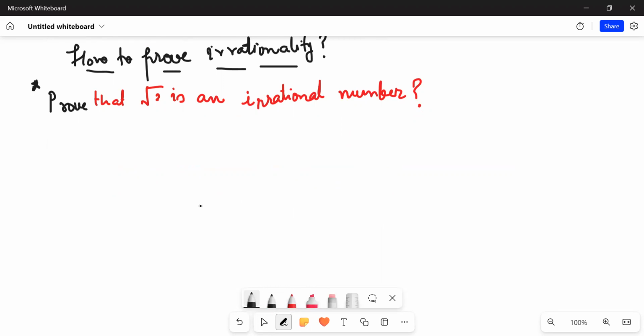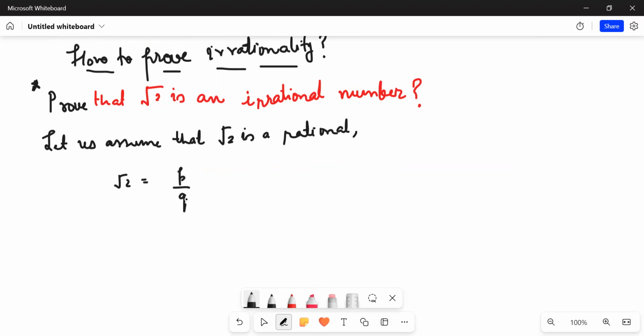Okay, so in order to prove root 2 is an irrational number, how do we start? We start from assuming that root 2 is non-rational. Let us assume that root 2 is a rational. And if root 2 is a rational number, then what will happen? Root 2 can be written as p over q.